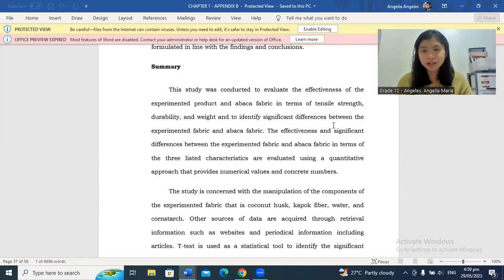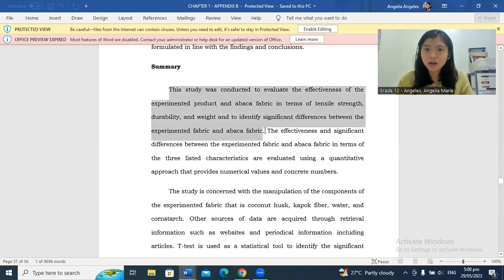The study was conducted to evaluate the effectiveness of the experimented product and abaca fabric in terms of tensile strength, durability, and weight to identify significant differences between the experimented fabric and abaca fabric. Okay. So, as you can see, itong highlight ko na part na ito, this is already the summary for our statement of the problem. Okay? So, ayan, conducted to evaluate the effectiveness. Yun na yung summary for SOP number 1. And to identify the significant difference, yun na din yung summary for SOP number 2.